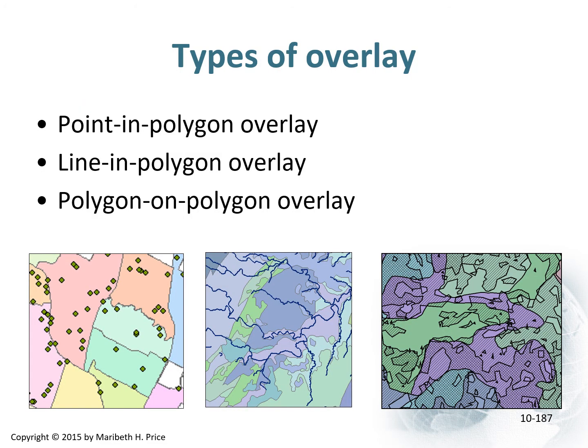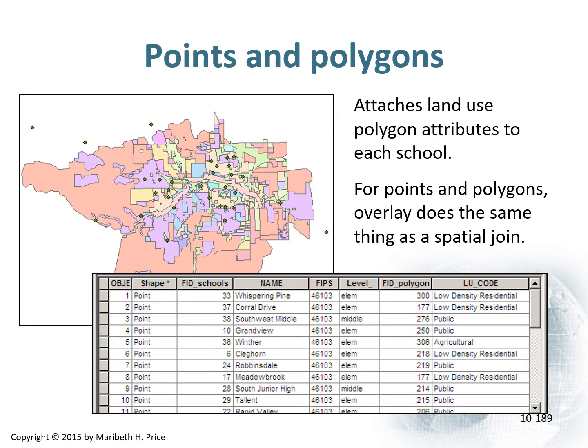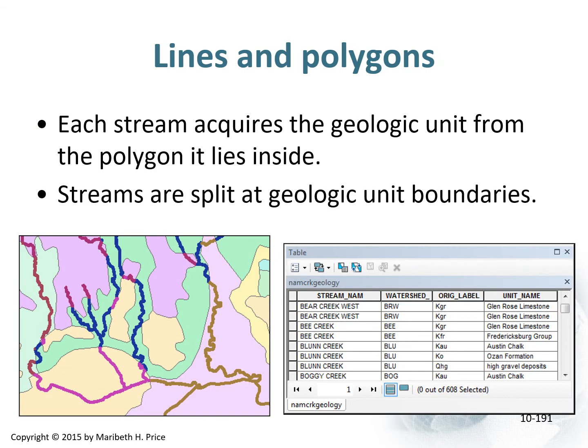Types of overlays: point and polygon, line and polygon, polygon and polygon. This just kind of explains what each of them are. You can read up on it if you're interested, if you think it's something you need to know, or if you look at a question in the exam and say, oh, I don't remember that, here's where you'd look.